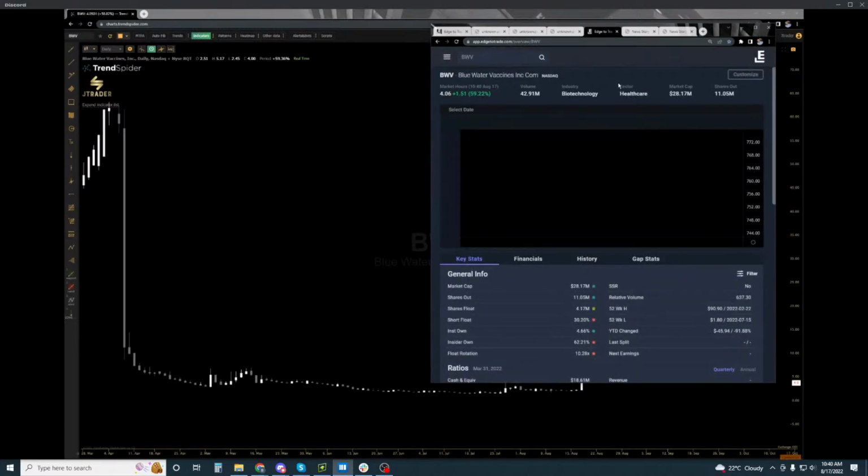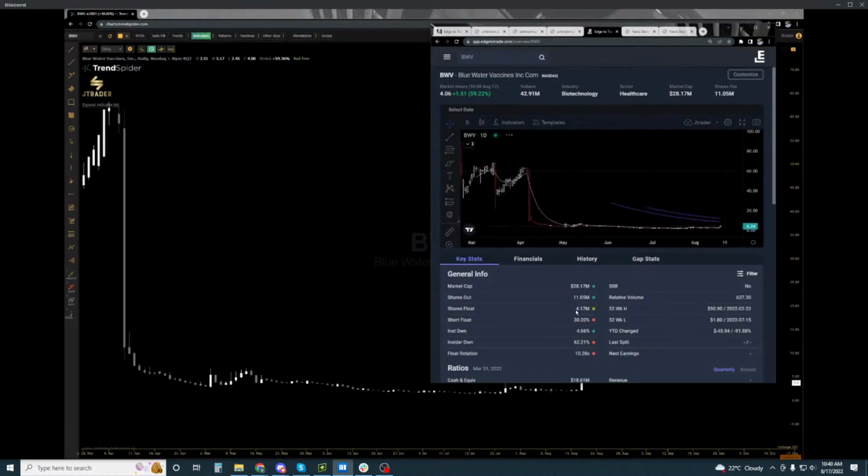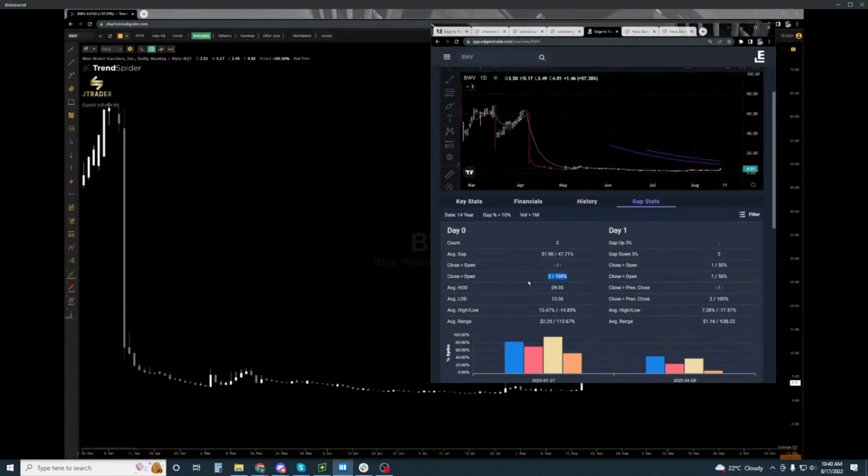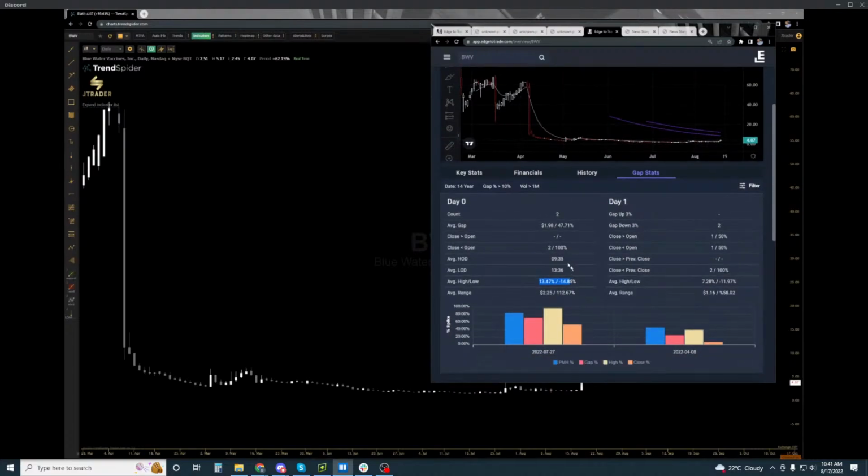Okay, BWV. So we have a micro float, a very small float, around 4 million float, right? And these are the gap stats. So 2 times this closed red, so below the open, with an average extension of around 14%. So follow me very well over here. Average extension 14%. This means that this could extend generally between 9 and 20%, right? It loves to stand over here at the gate because that's the high of day.